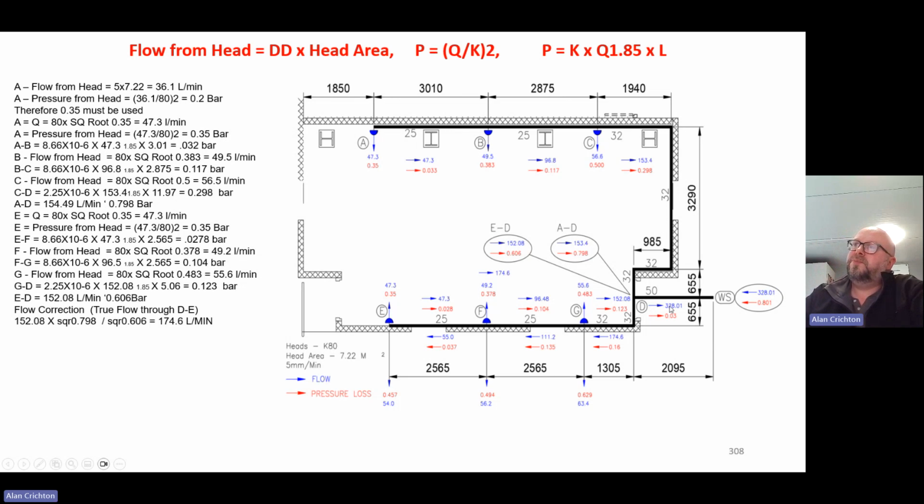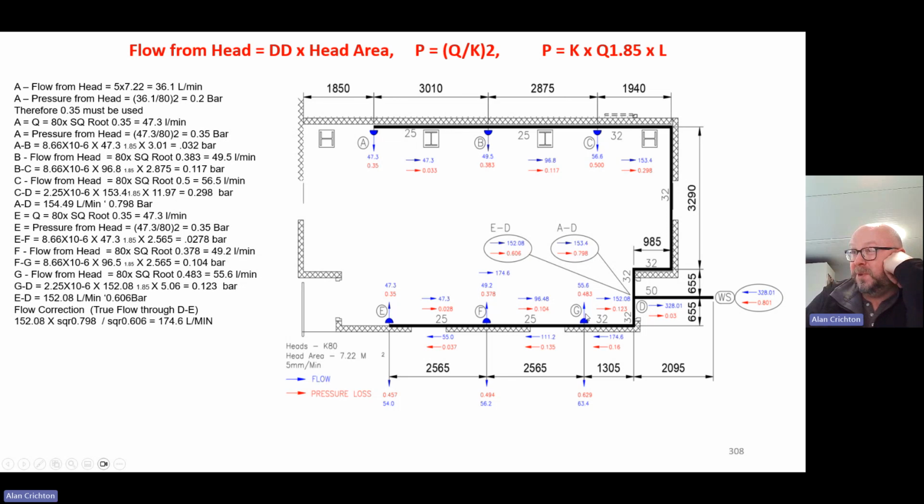Okay, so we know this piece of pipe here has got a correct flow of 174.6 going through it. So if we use the Hazen-Williams formula to work out what the pressure loss through that pipe is, we'll find that the pressure loss through that pipe is 0.16. The K factor from TB227, table 2, we know the length of the pipe, including the elbow, plus the flow. Okay, so if we do that, what we're going to have is 0.16.